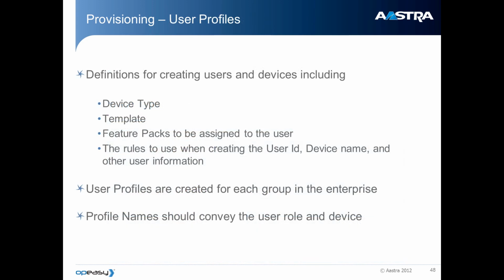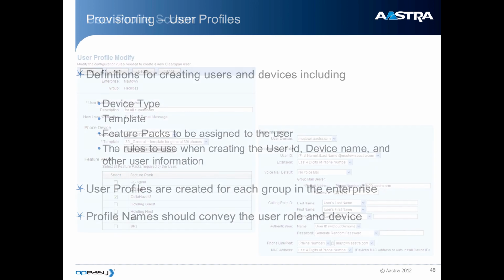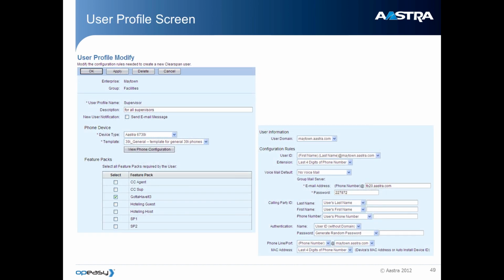Provisioning user profiles. These are the definitions for creating users and devices, which include device type, template, feature packs to assign to the users, the rules to use when creating the user ID, device name, and the other user information. The user profiles are created for each group within the enterprise. The profile name should convey the user's role as well as the device type.